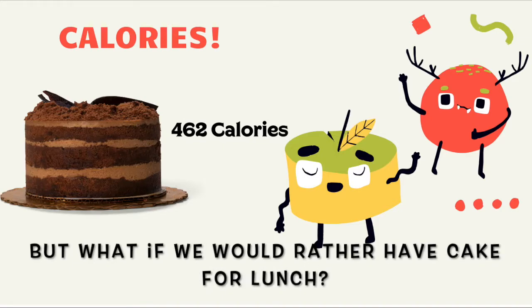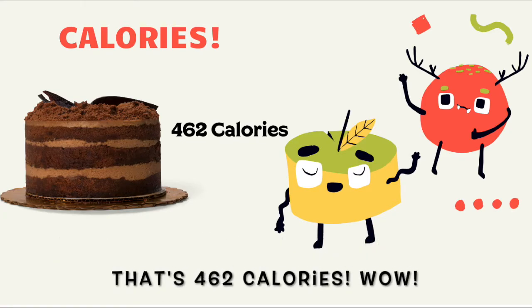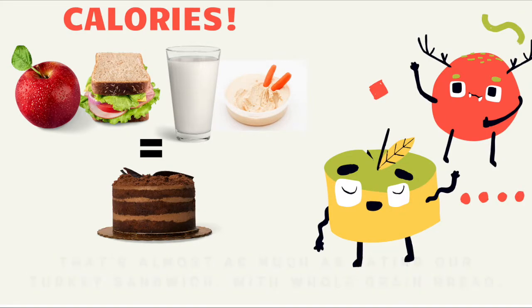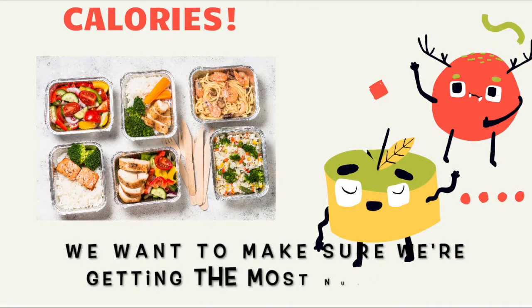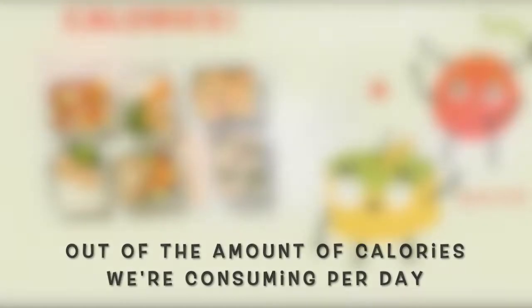But what if we would rather have cake for lunch? Well, with the cake plus frosting, because who wants chocolate cake with no frosting? That's 462 calories. Wow. That's almost as much as eating our turkey sandwich with whole grain bread, an apple, carrots with hummus, and milk. We want to make sure we're getting the most nutrition out of the amount of calories we're consuming per day.